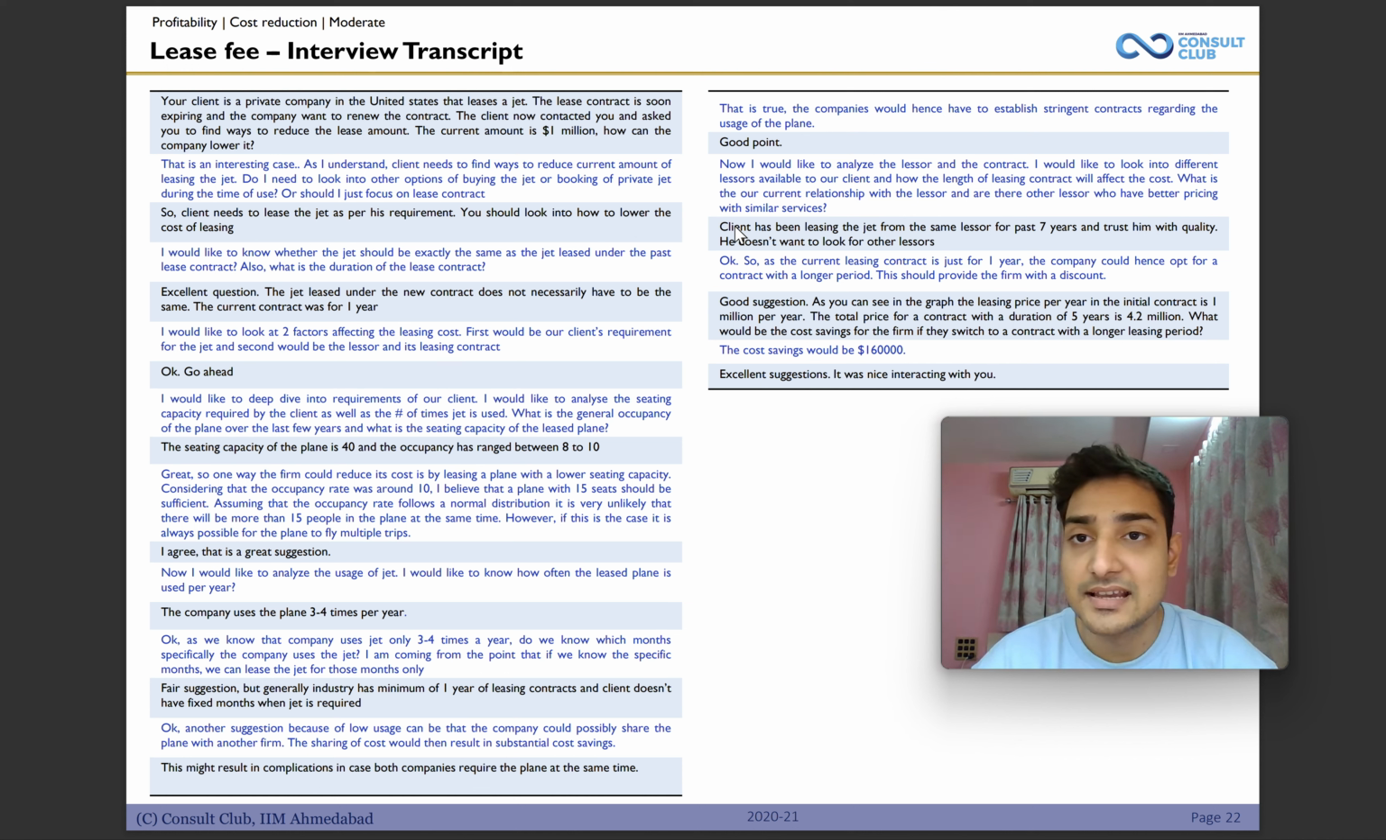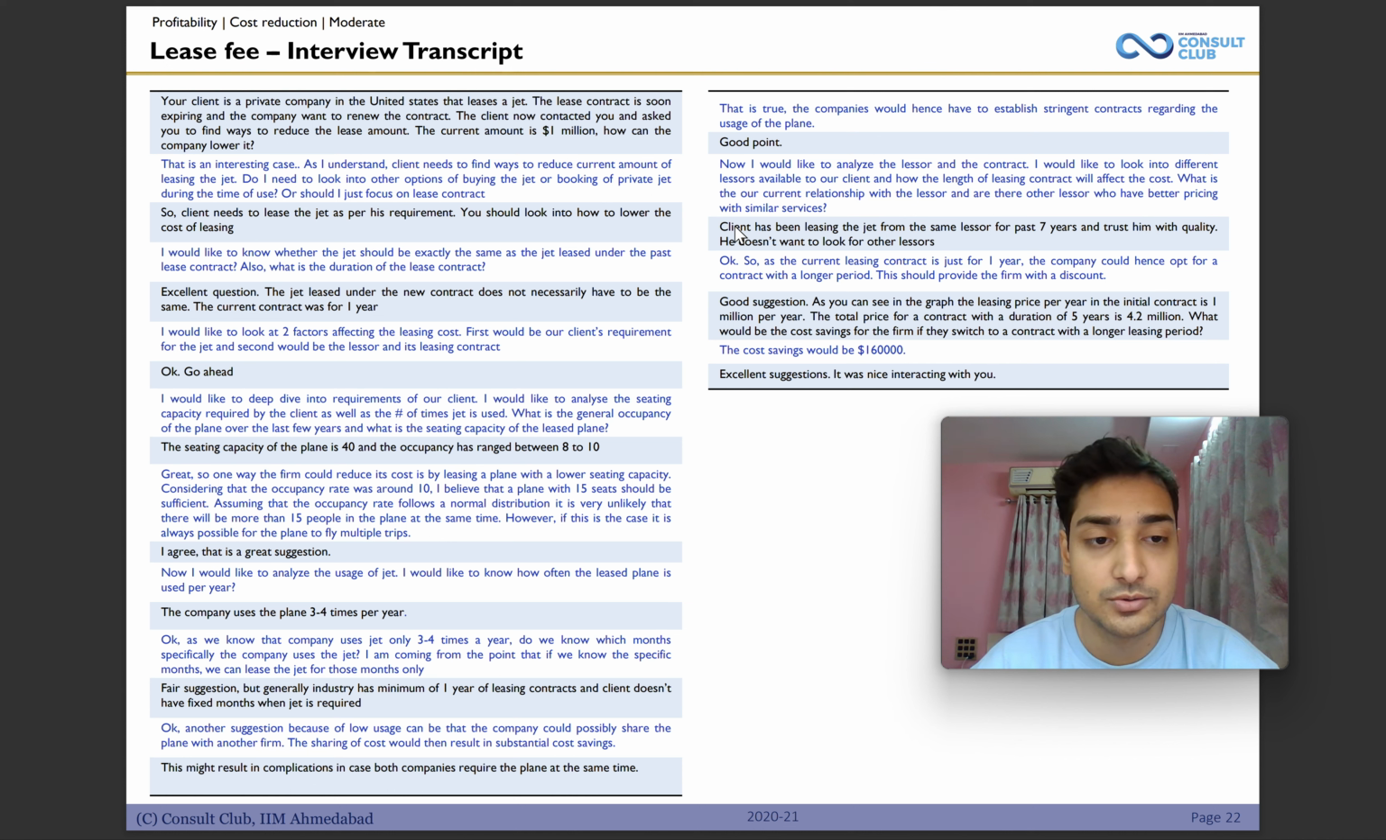That's an interesting case. As I understand, the client needs to find ways to reduce the current amount of leasing the jet. Do I need to look into other options of buying the jet or booking a private jet during the time of use, or should I focus on the lease contract?